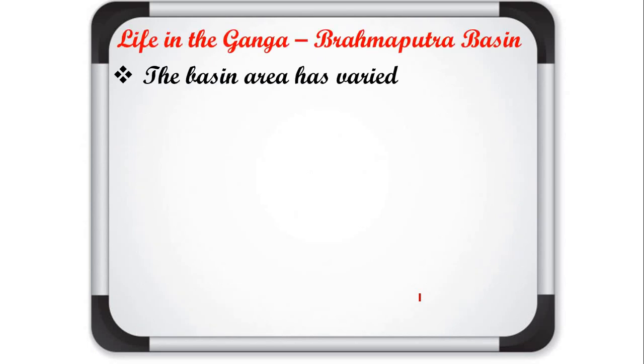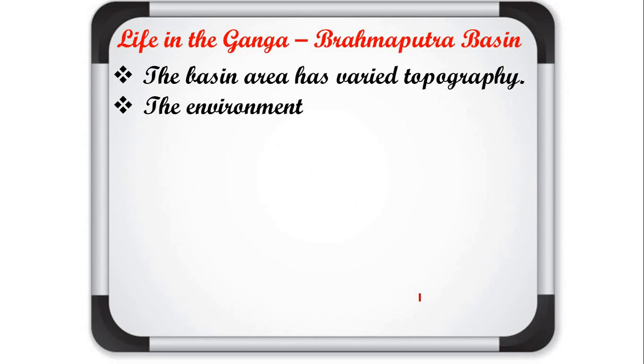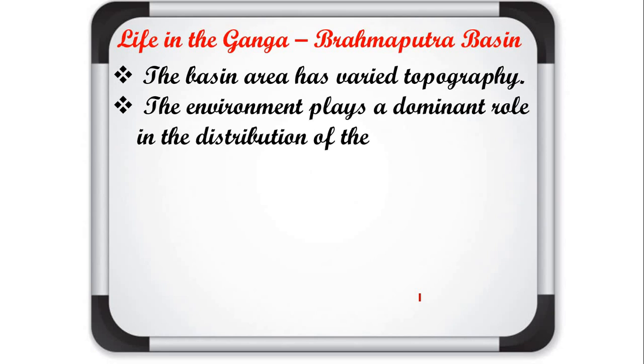The basin area has varied topography, different physical reliefs like mountains, plains, hills. All physical reliefs are found in this basin. When the river originates, there is a mountainous area, after that the river enters plain areas. The environment plays a dominant, important role in the distribution of population.